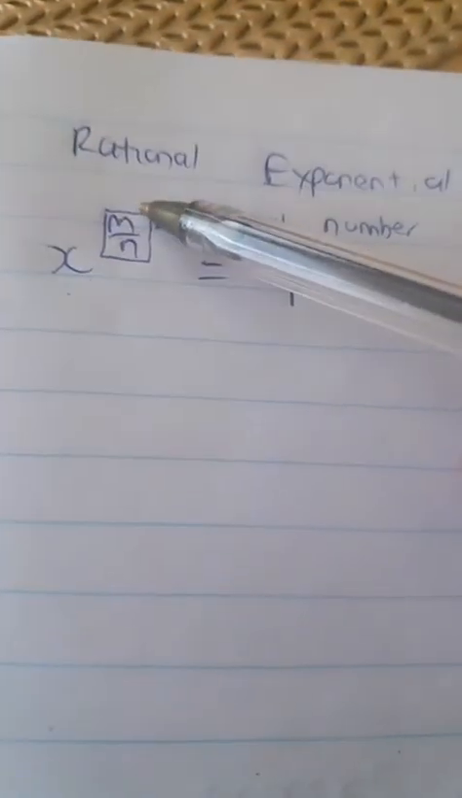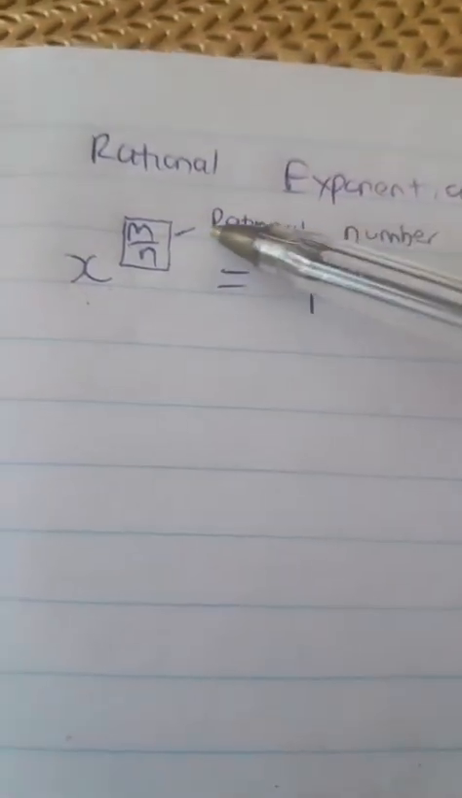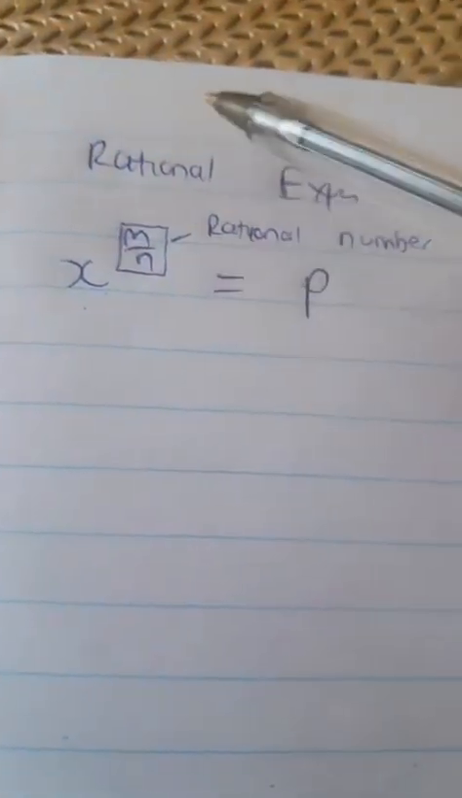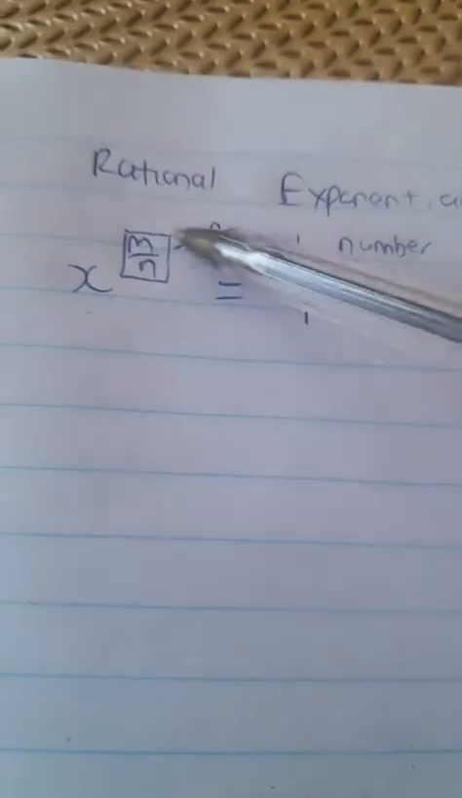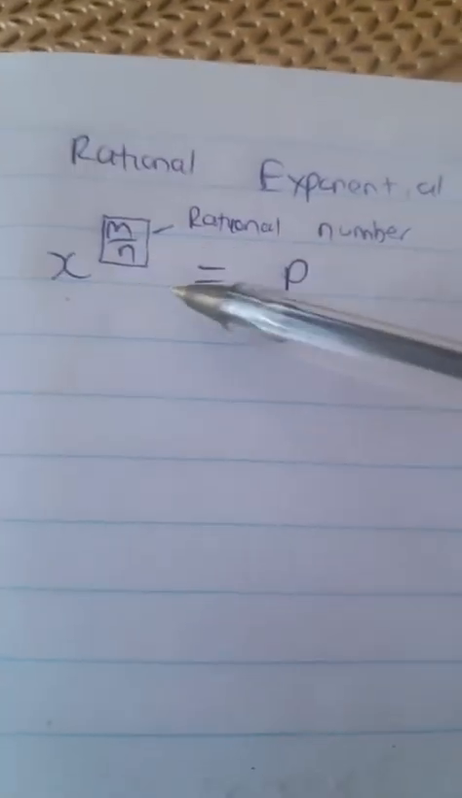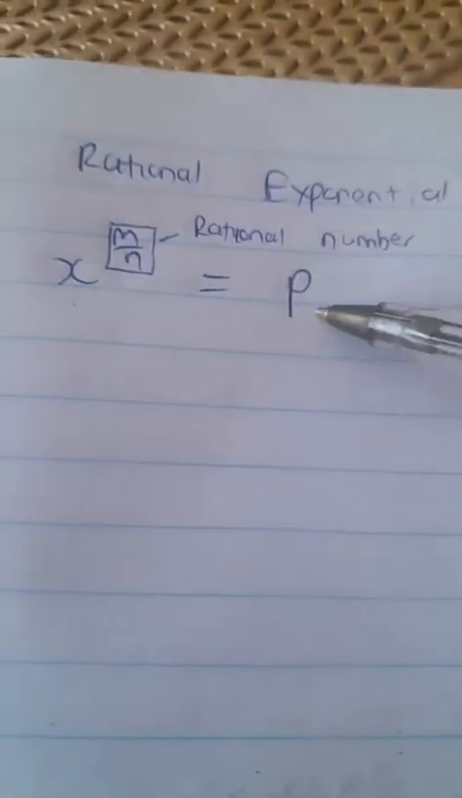So x to the power m over n. This is a rational number. Hence, we call it a rational exponent. It's equated to p. All right.